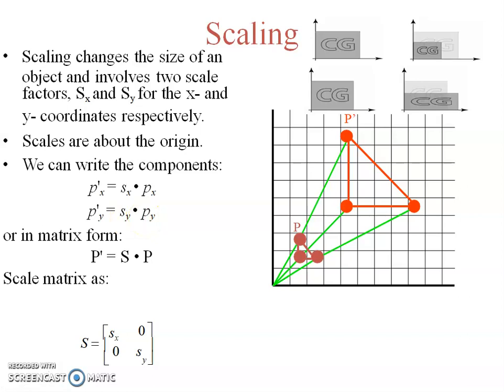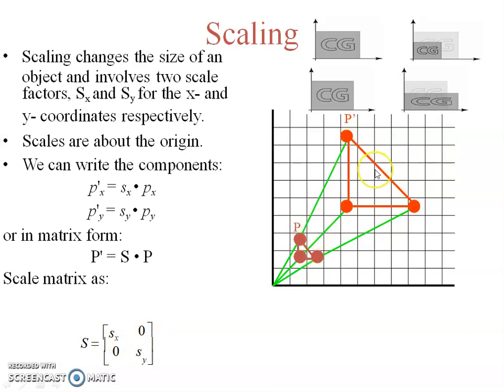Scaling is used to alter or change the size of an object. Here it is minimized. Here the size is altered. The change is done by using scaling factors Sx and Sy. In matrix format, we can write P dash is equal to S into P. Then the scaling matrix S is equal to the matrix Sx, 0, 0, Sy. Here this one is scaled to this point.